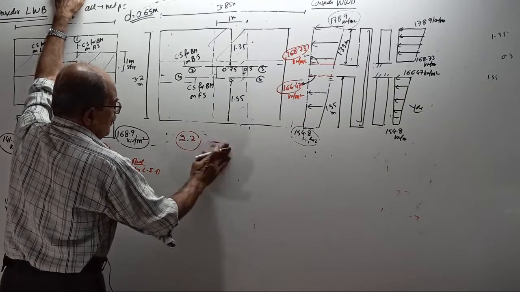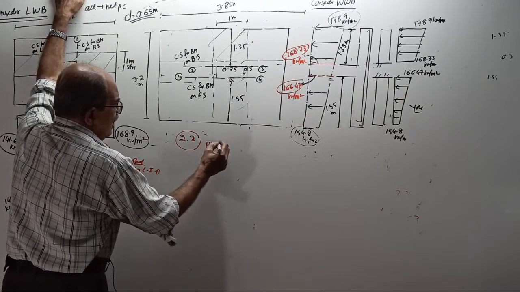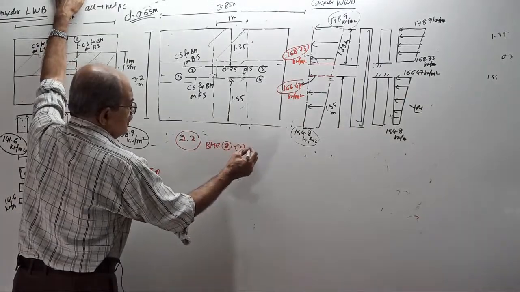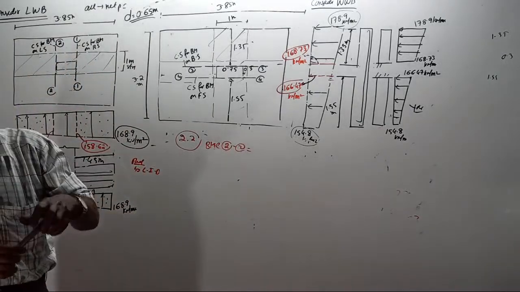141.6. Bending moment I want. BM at critical section 2.2. Okay, I will use black only. Why? Ink is not there.